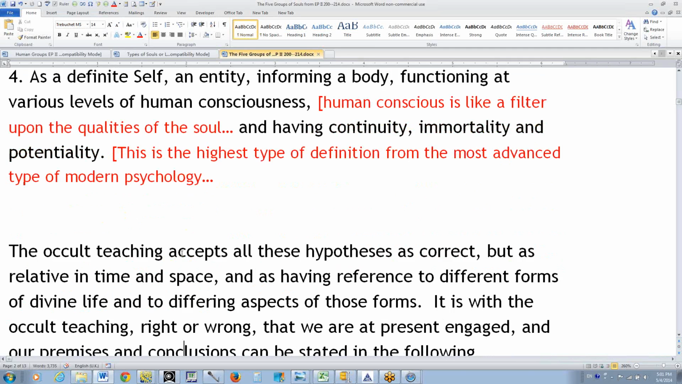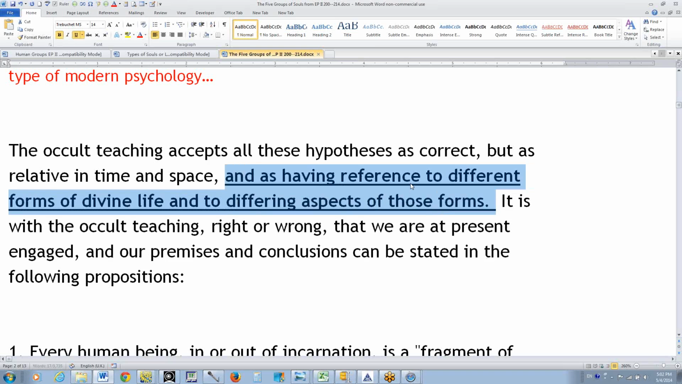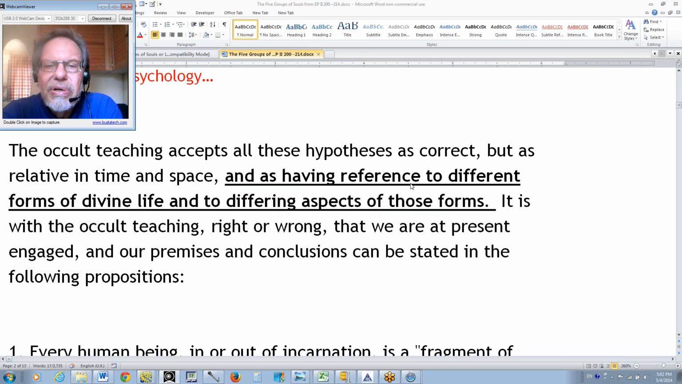Okay. So, the occult teaching accepts all these hypotheses as correct, but as relative in time and space, and having reference to different forms of divine life and to differing aspects of these forms. The reason given is not necessarily as the psychologists think, but within an understanding of true esoteric psychology, soul psychology, place is given to all of these other recognitions, and the conclusions that they come to are accounted for within esoteric psychology for different reasons than the ones given.